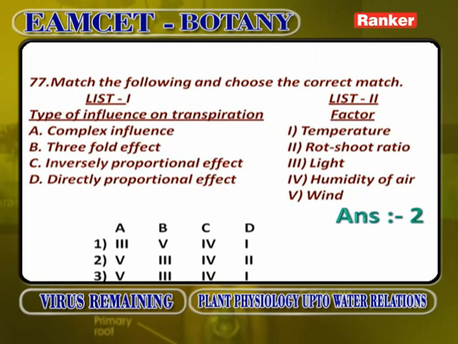Directly proportional effect is root shoot ratio. Whenever root shoot ratio is more, the transpiration is more. Whenever shoot root ratio is more, the transpiration is less. So, root shoot ratio is directly influenced. So, answer is A5, B3, C4, D2.